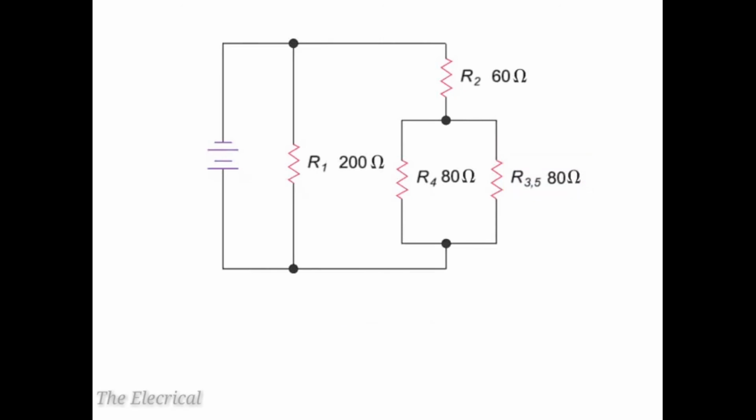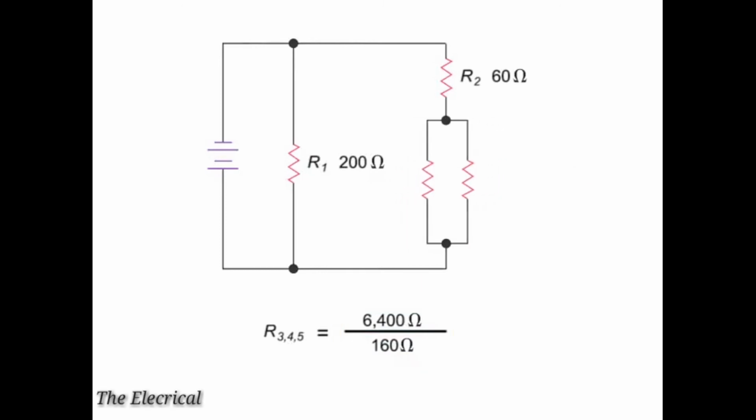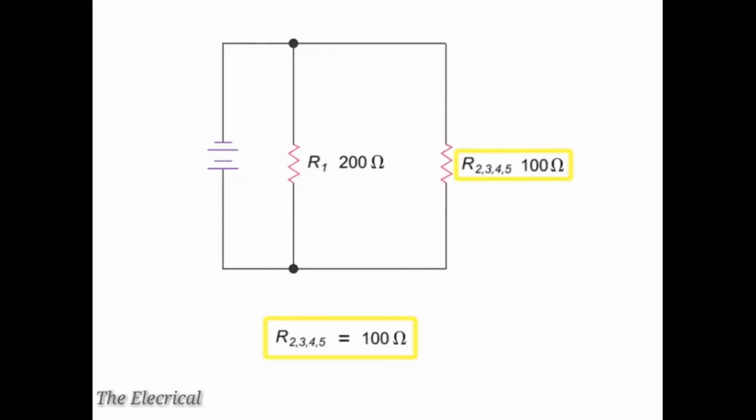Now, the R4 resistor and the equivalent resistance of the R3 and R5 resistors are in parallel. Their combined resistance can be calculated by dividing their product by their sum. Thus, using the product over sum equation, we have 80 times 80 equals 6,400, divided by 80 plus 80, which is 160, giving 40 ohms. Now we have further reduced the circuit to two resistors in series, R2 and the equivalent resistance of the R3, R4, and R5 resistors. Again, because we have resistors in series, we can simply add the 60 ohms to the 40 ohms to get a combined value of 100 ohms.